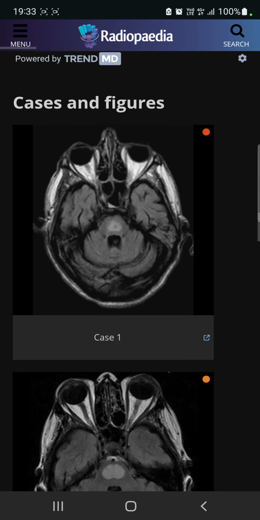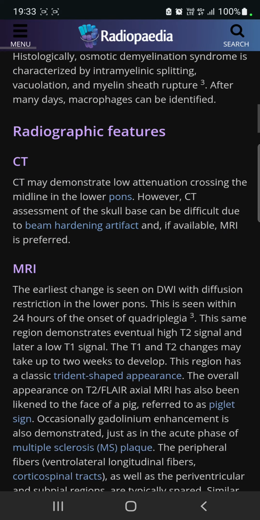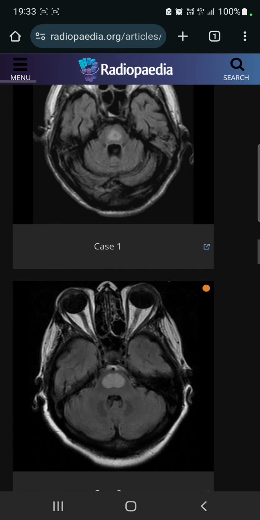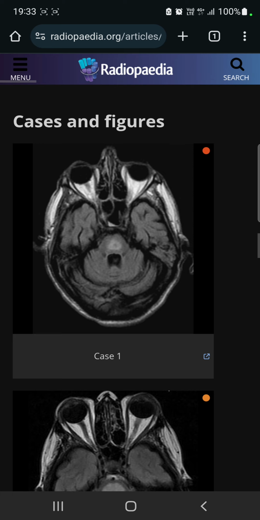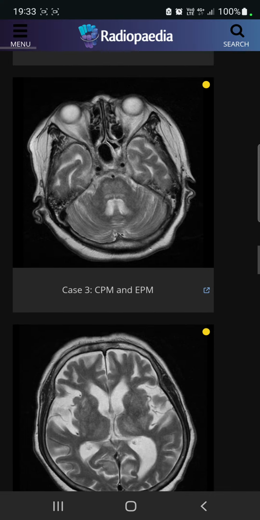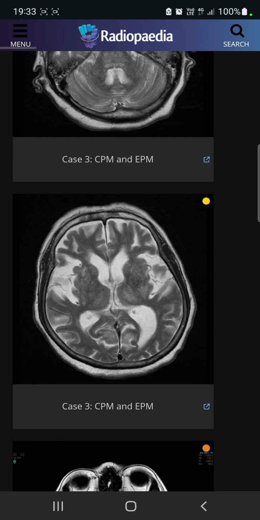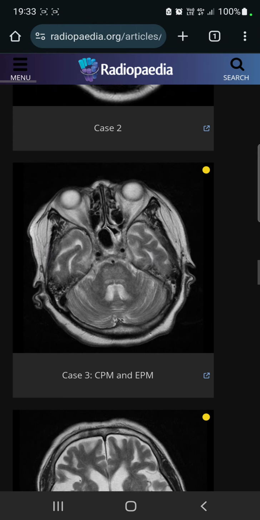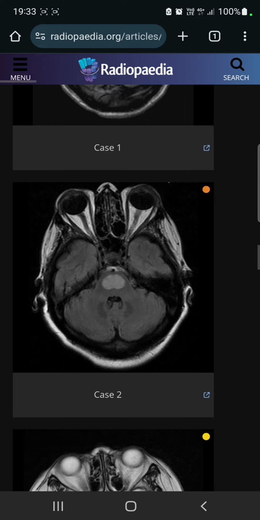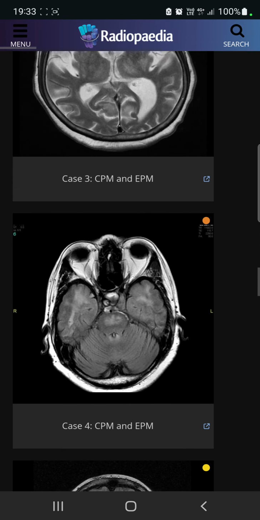Now, when we are looking at imaging, the other name for osmotic demyelination is central pontine myelinolysis, because most of the time, as you can see, there is involvement of the pons in the brainstem. But it's not always in the pons, because 50% of the cases have extrapontine involvement, but you need to remember the involvement of the pons, therefore the name central pontine myelinolysis, the second name for osmotic demyelination.